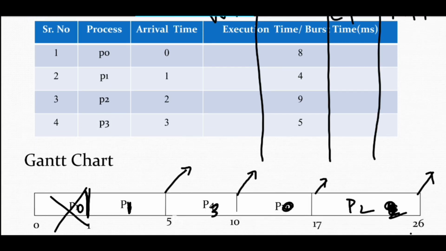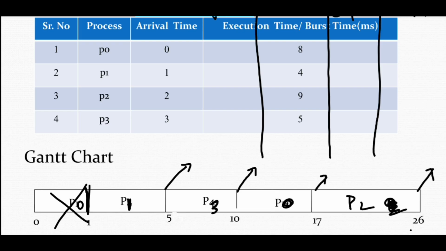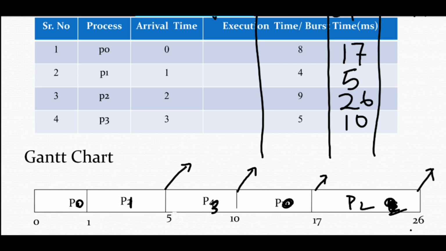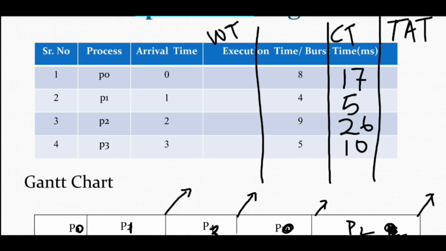Then calculate P0. P0 leaves the system at 17, completion time 17. Okay, then P1 leaves the system at 5. Then P3 at 10. Then P0 at 17. Then P2 at 26. Okay, and we have our turnaround time. We can find our execution time. We have a completion time. Then we can find our turnaround time.